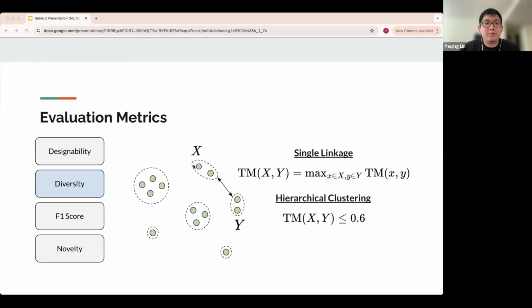So out of it, we consider the designability as the percentage of the final unique clusters out of the total number of generated structures.